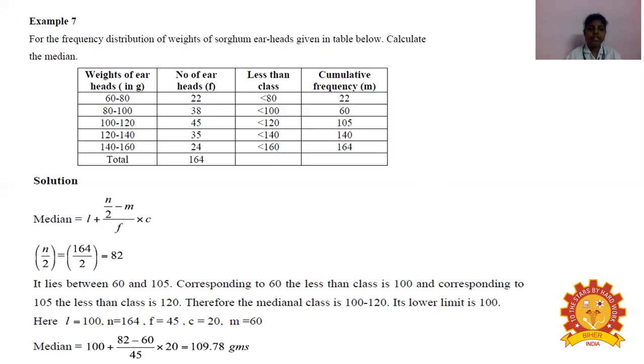Its lower limit is 100, that is, L is 100. N equal to 164, f equal to 45, c equal to 20, m equal to 60. Now substituting all the values in the given formula. After simplifying these values, we will get 109.78 grams.